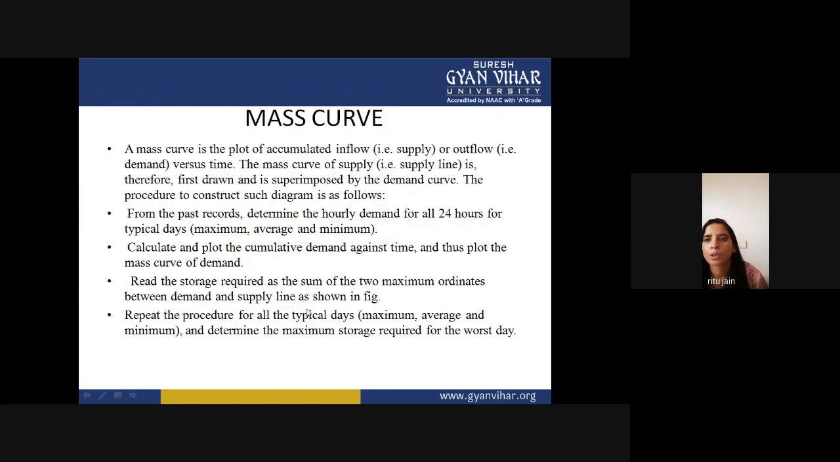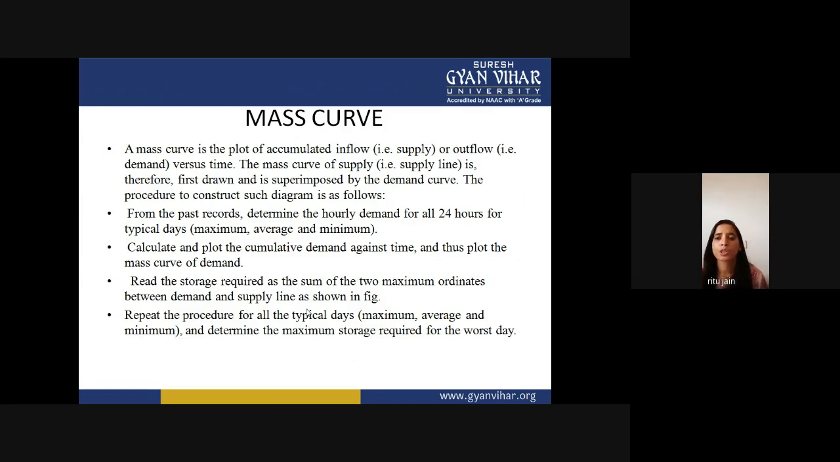Next, we come to the point of your mass curve. It is very important. The mass curve is basically for hydropower plants. A mass curve is the plot of accumulated inflow or outflow versus time. The supply mass curve is first drawn and is superimposed by the demand curve. The procedure to construct such a diagram is as follows. These are the steps by which you can easily draw the mass curve.